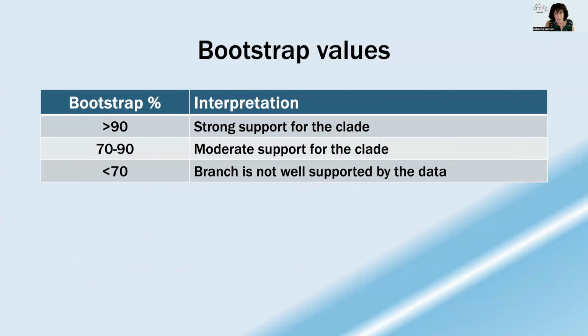So to interpret bootstrap values, if it's greater than 90%, that's really strong support of the clade. If it's 70 to 90%, moderate support. But you know what? You get what you get. And I don't scream when I have 70%. Well, I might add more genes to it. And if it's less than 70%, the branch isn't well supported. So what would I do? I might add in more genes to look at or get rid of some genes.